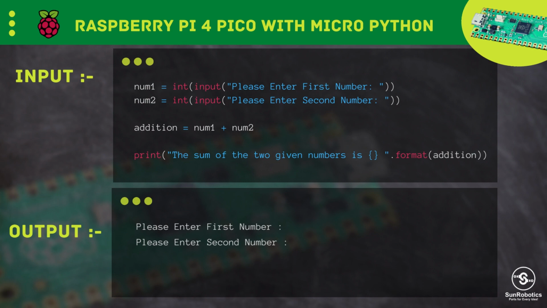And you can see the output. Now I enter two numbers and press enter. So it prints the sum of the two given numbers is 30 correctly. I hope you understand the input function.